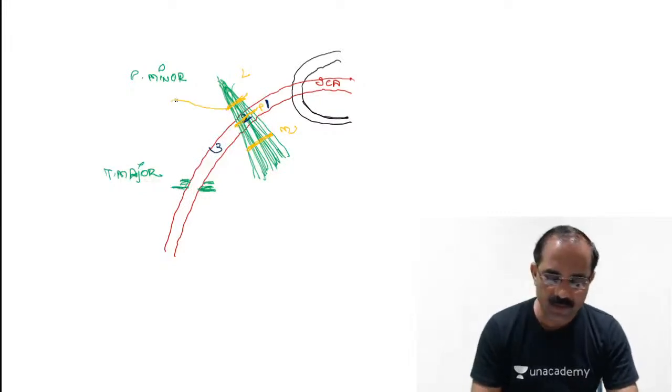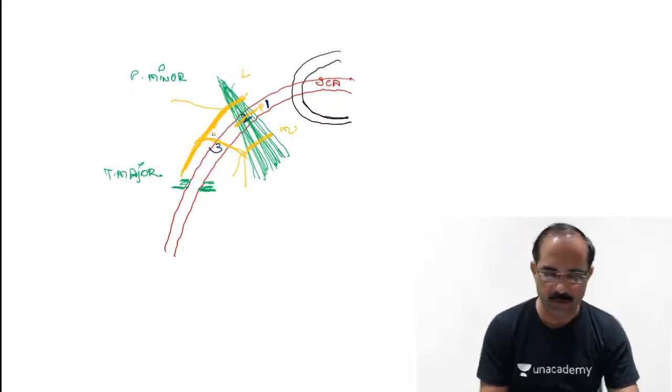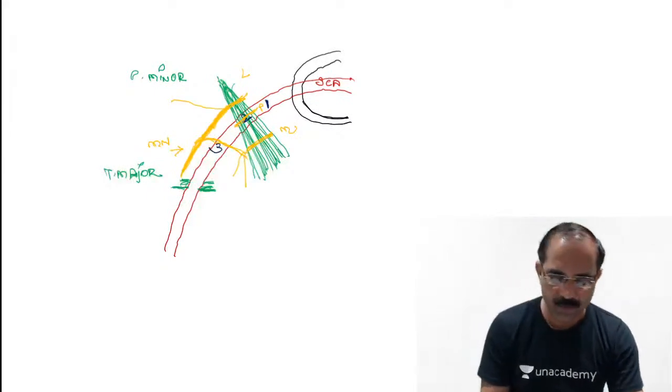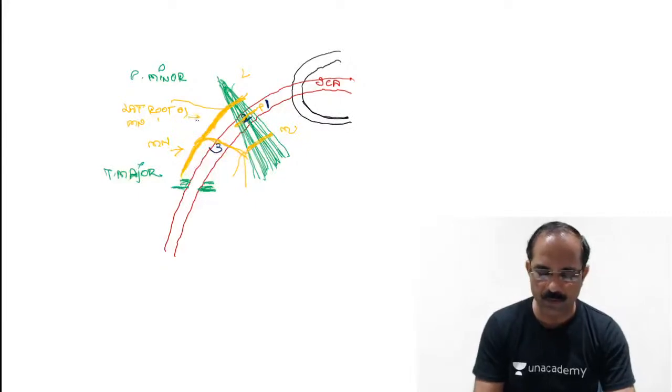Now this is one nerve, a branch of lateral cord. These are the branches of medial cord. This is a branch of medial cord. And tell me now, what is this nerve going to be, students? This is the median nerve. So what is this? This is the lateral root of median nerve. This is going to be the medial root of median nerve.